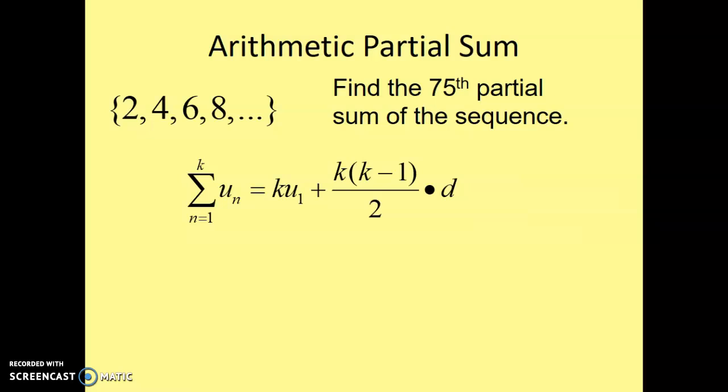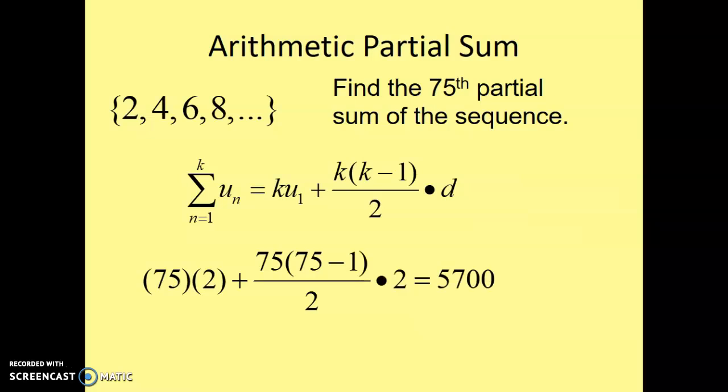And we're going to put all the values where they belong. So our k value is going to be 75. We're going to put that in 3 different spots. Your u sub 1 is 2, and your common difference is also 2. This is what it will look like.